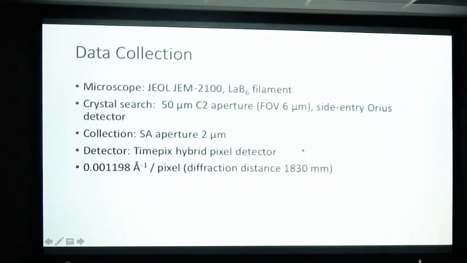The microscope they used was kind of interesting. They used a JEOL 2100, which is a 200 kilovolt microscope. It did not have a FEG. It was a LaB6, so in this case you don't really need a FEG for this. They used a small T2 aperture. They did their searching with this RAS detector, which is a low-end detector from Gatan, and then they did their diffraction collection on this TimePix hybrid pixel detector. Their diffraction distance was 1830 millimeters.